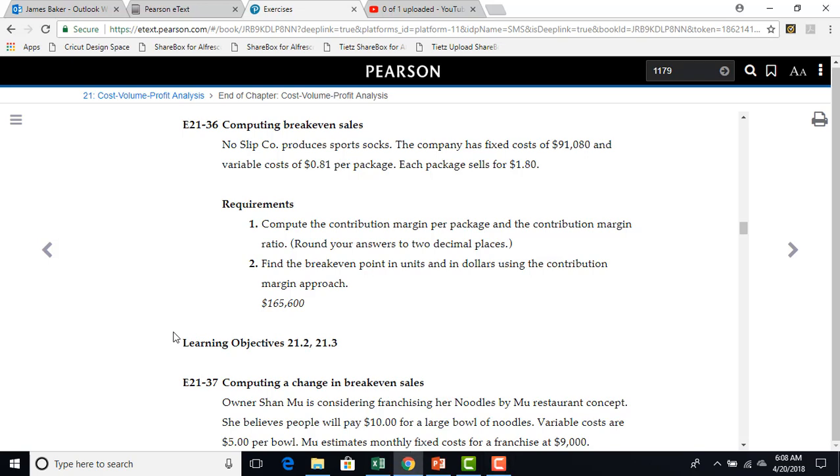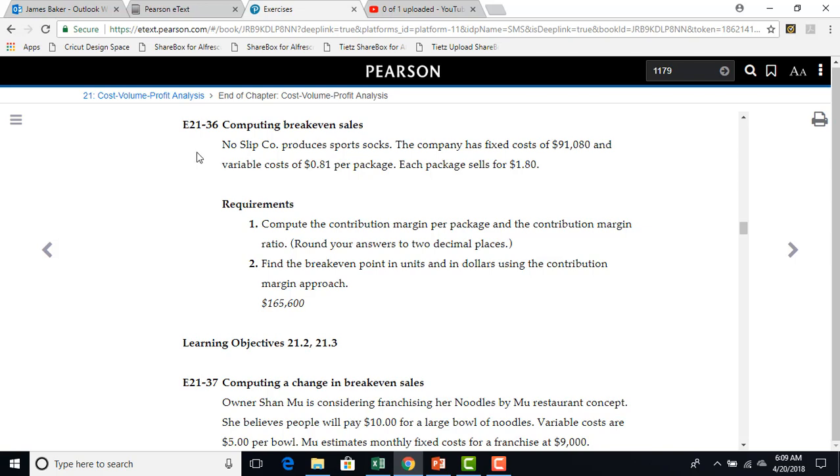Alright, our next video today, like I said, just walks through a couple of different exercises to illustrate this cost volume profit analysis and calculating break even and all this good stuff. I want to work through two of them, exercise 2136 and then exercise 2137. I have the ebook pulled up here so we can see the numbers I'll be using for exercise 2136.